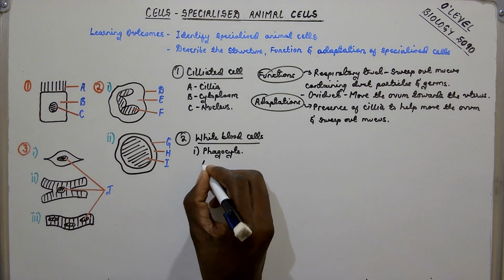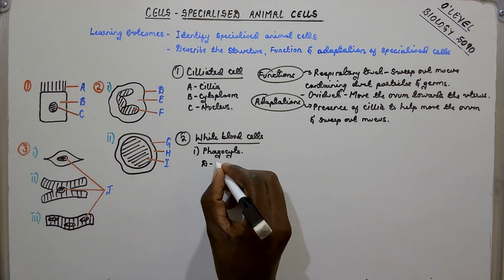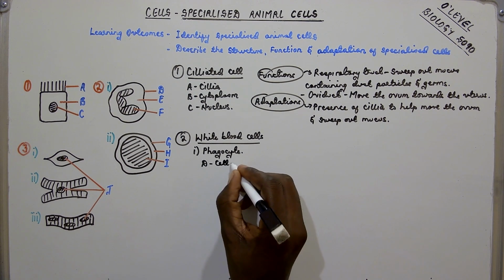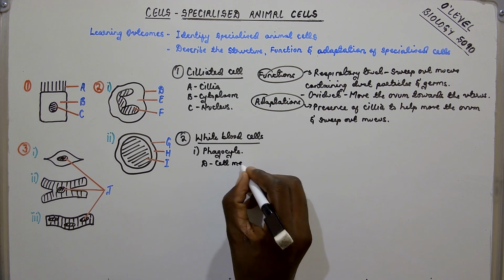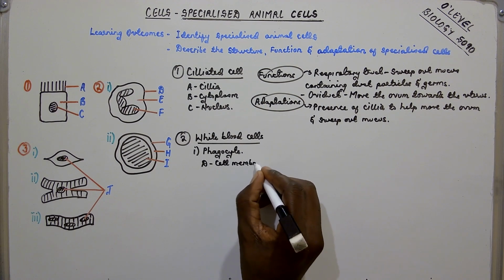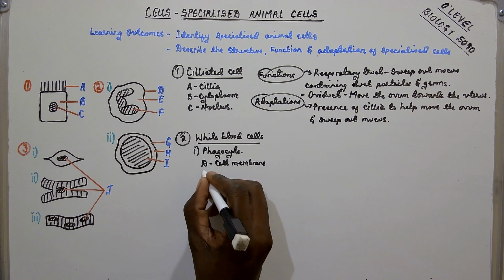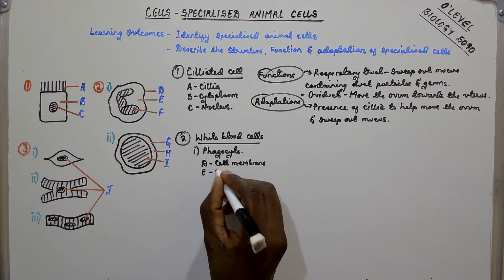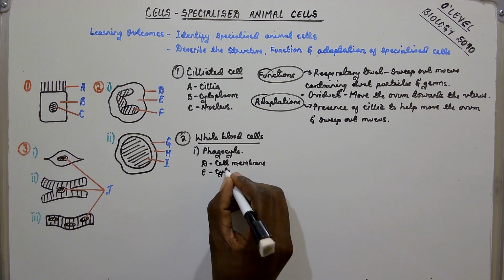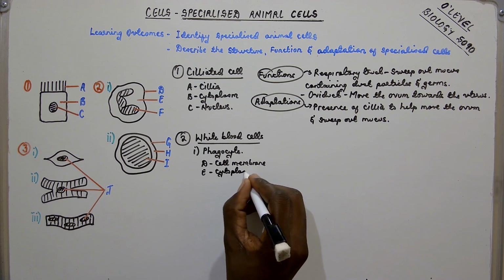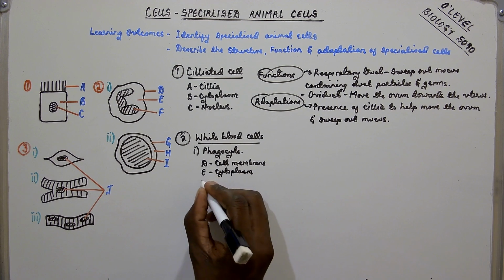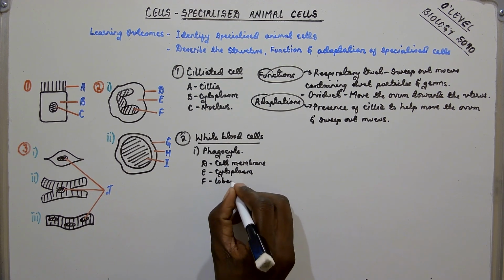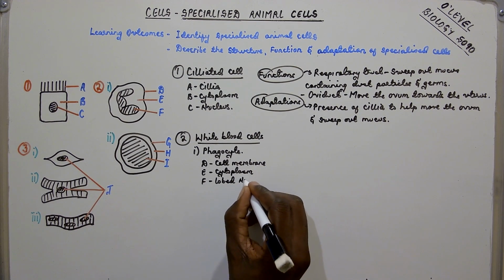It has parts. What is D? That is just the cell membrane. And then what is E? Is the cytoplasm. Then F, we'll say lobed nucleus.